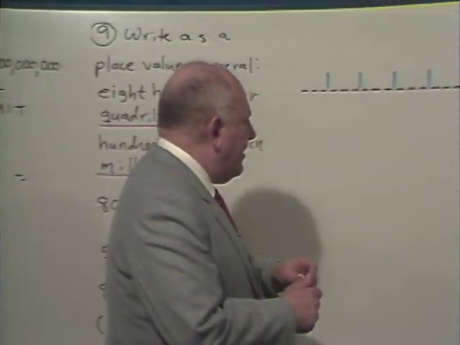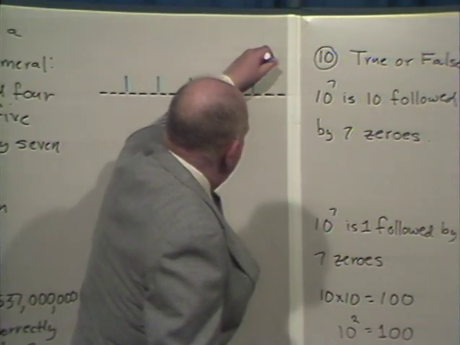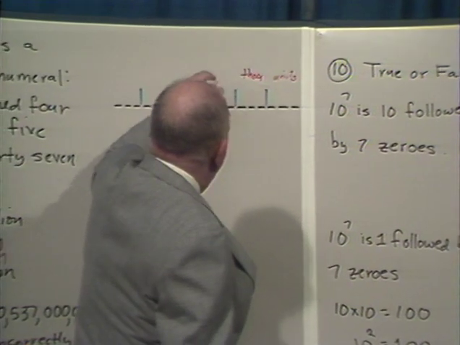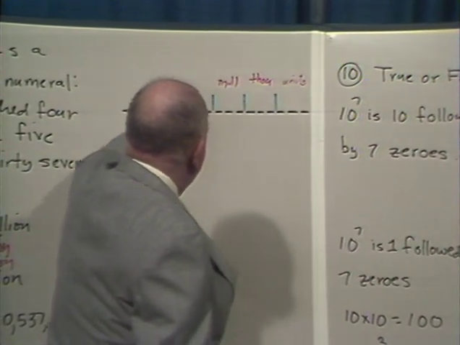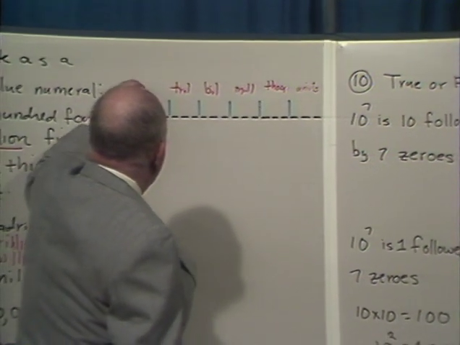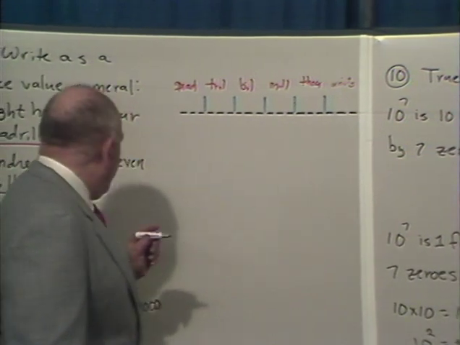I have to go back to the beginning. I remember that these first 3 digits are called units. Then there come thousands, then millions, then billions, then trillions, then quadrillions, okay? And you say, now what did they tell me in this problem?